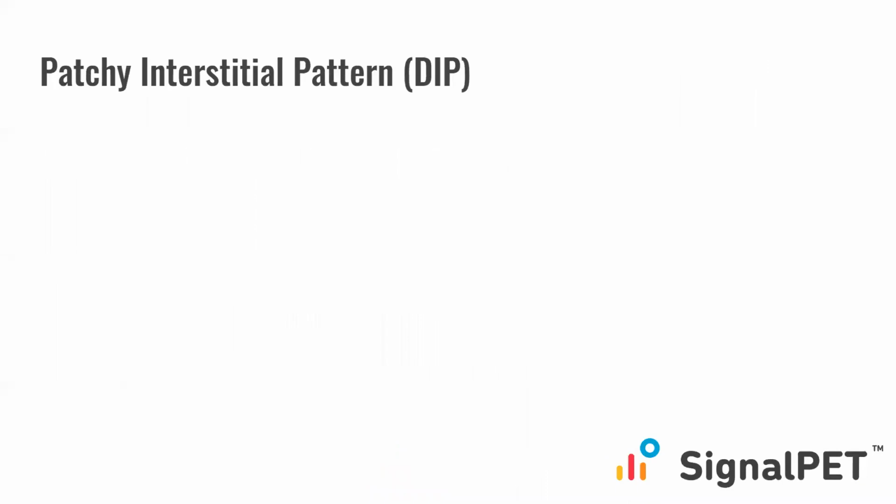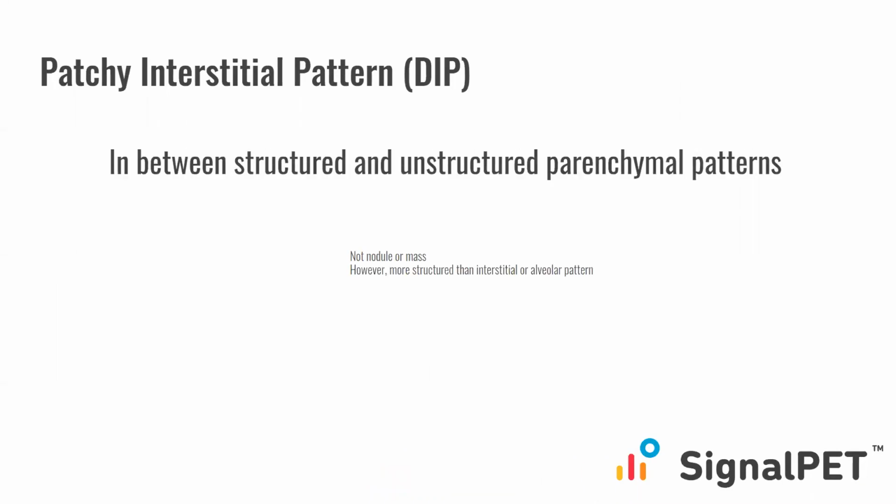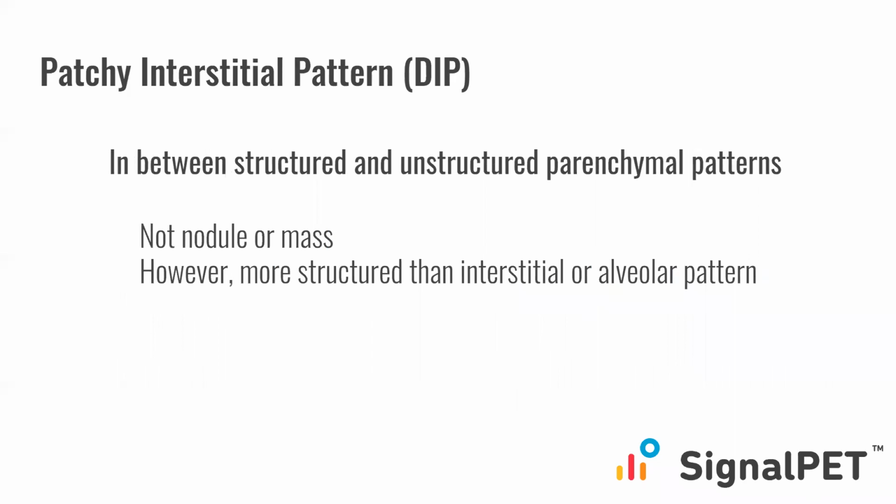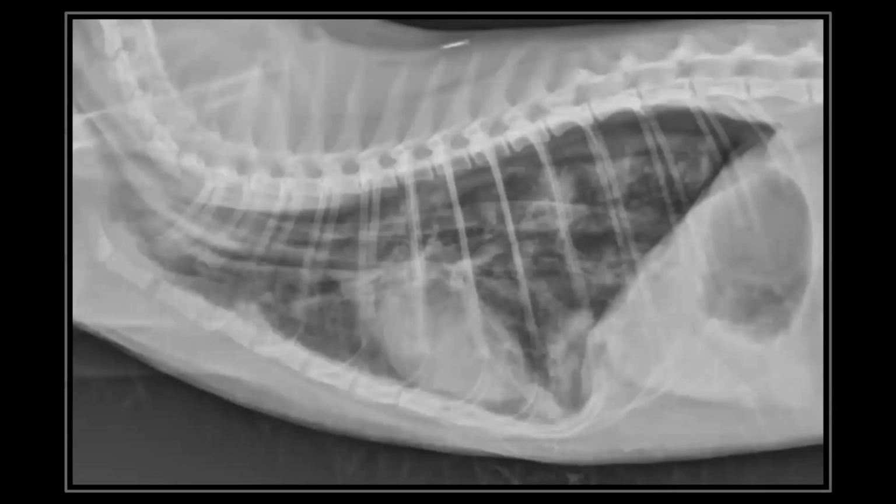So we'll look at a couple of patterns here. Again, I'm just saying that it's in between a structured and an unstructured parenchymal pattern. So a lot going on in this case. First of all, we have a pneumomediastinum here. We also have a little bit of a pneumothorax here as well. But in addition to that, we can see multiple regions of indistinctly marginated, slightly heterogeneous interstitial pattern. So again, it's not an unstructured pattern, but it's also not quite nodular either. We do have a bronchial pattern here as well. There's an underlying bronchial pattern.